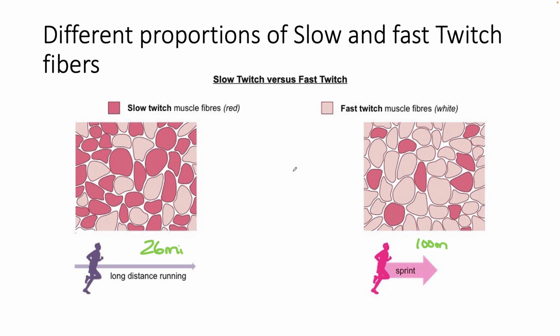If you have more slow twitch muscle fibers, you are just going to be more likely to do well at long distance things like biking or running, long distance swimming. Whereas if you have more fast twitch muscle fibers, you are better suited for sprinting or weightlifting, things that require explosive output of force, but do not require the same kind of endurance as someone who runs a marathon.